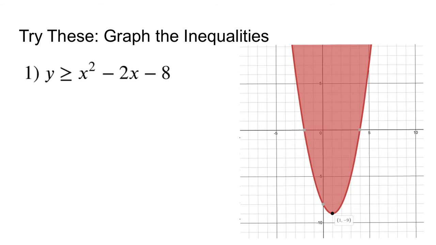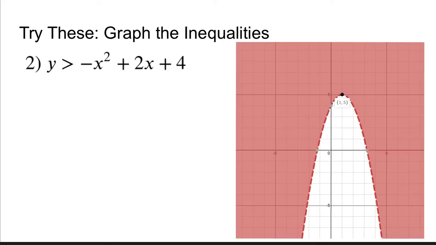I use Desmos, but your graph should look very similar to this. Notice that the vertex is at 1, -9. The line is solid, and you have shaded in between the U. Here's number 2. Notice the vertex is at the coordinate pair 1, 5. It is a dashed line, and you're shading outside of the U.